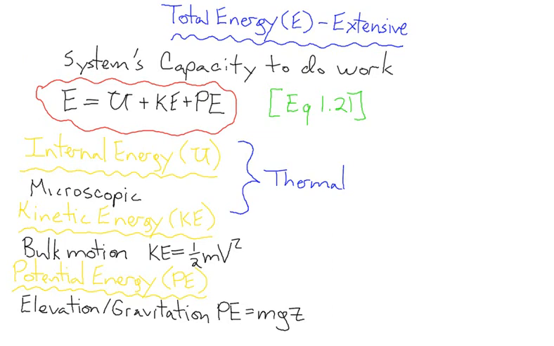Now internal energy is a category of thermal energy because it deals with the change in heat of the system, the heat capability of that system. Whereas kinetic and potential energy are what we call mechanical energies because they deal with the ability for the system to move.